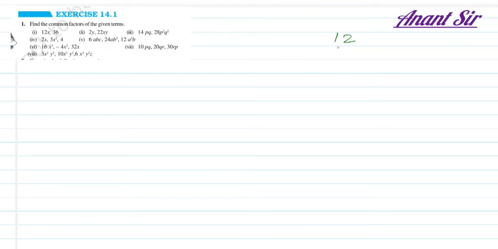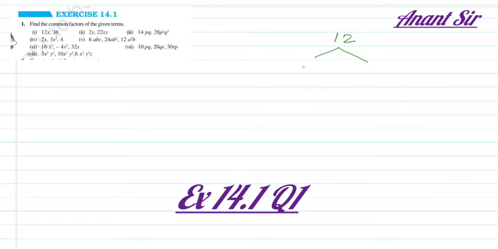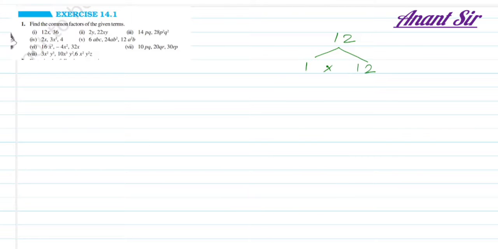the factors. So how will I find the factors? I can write this 12 as 12 times 1, so 1 and 12 are the two factors. I can write this as 2 times 6, so 2 and 6 are the two factors. I can write this as 3 times 4, so 3 and 4 are also two factors.